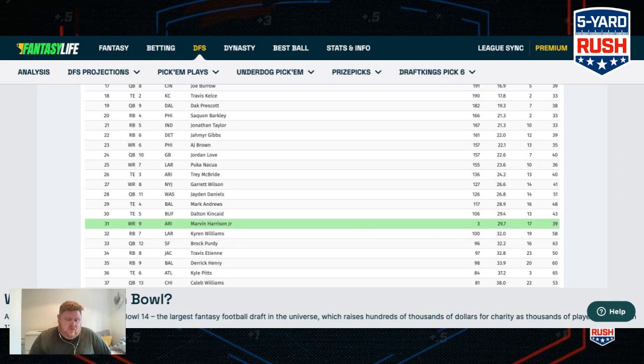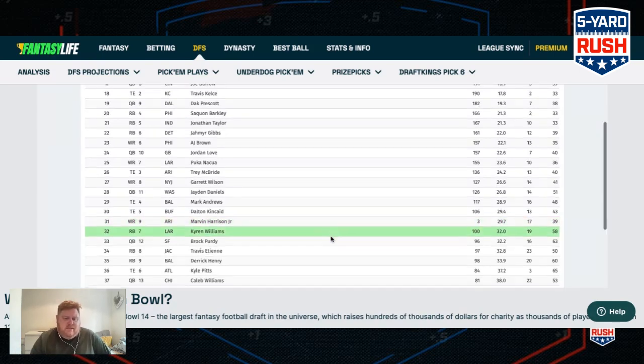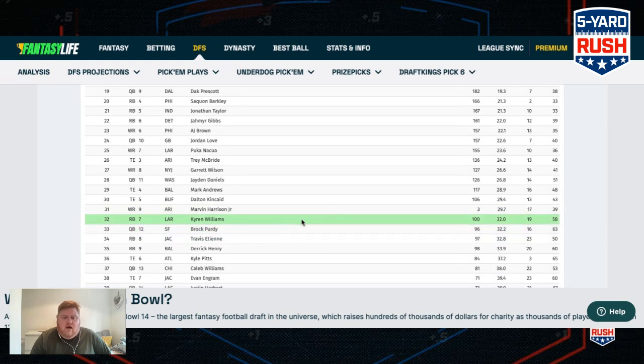So if you're using this tool to draft off, then you need to ignore Marvin Harrison's ADP. Again, I would have him much lower. I talked about this yesterday. Kyren Williams, I'd like to see a bit higher.